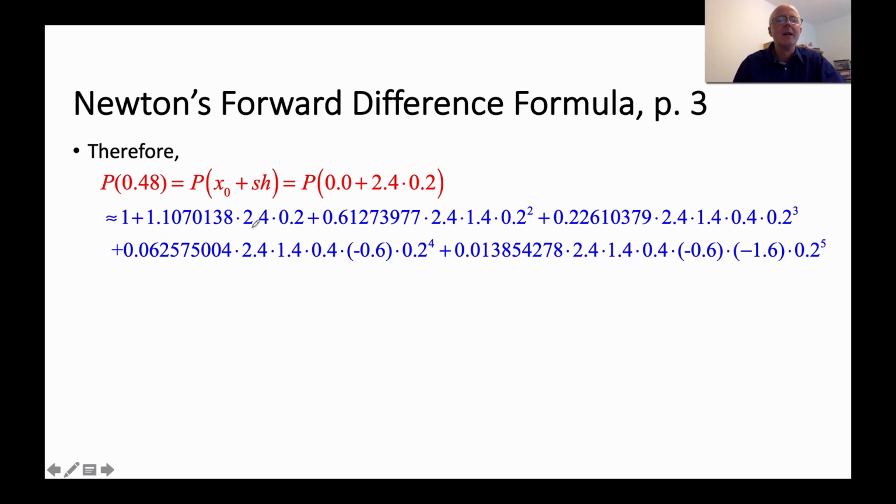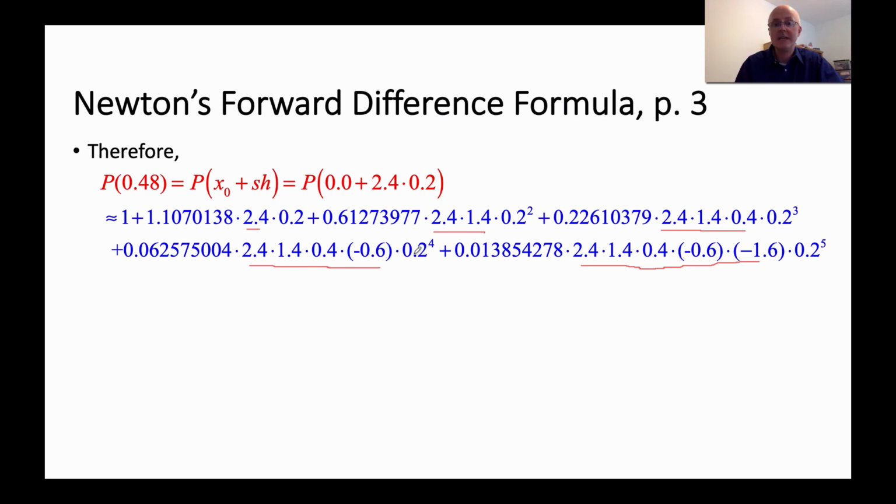Okay. You see 2.4 in lots of places? That's S. There's S. Here's S times S minus 1. Here's S times S minus 1 times S minus 2. Here's S times S minus 1 times S minus 2 times S minus 3. 2.4 minus 3 is negative 0.6. And here's S times S minus 1 times S minus 2 times S minus 3 times S minus 4. So in this computation, I'm not showing the literal binomial coefficients. I'm showing it in terms of the formula before I wrote the binomial coefficients.